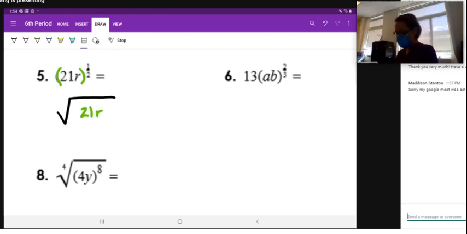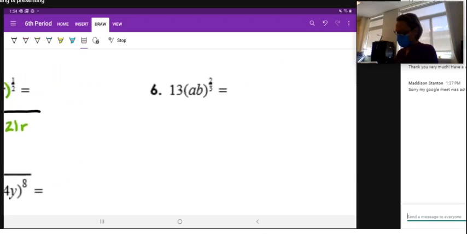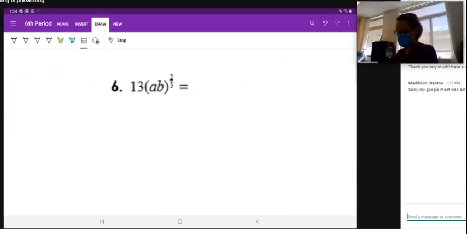Okay, for number 16, we have an exponent that we need to convert into a radical. So I'm going to write a radical symbol. What is the base of that exponent? AB. Very good. So this one has parentheses. Parentheses, AB, parentheses.